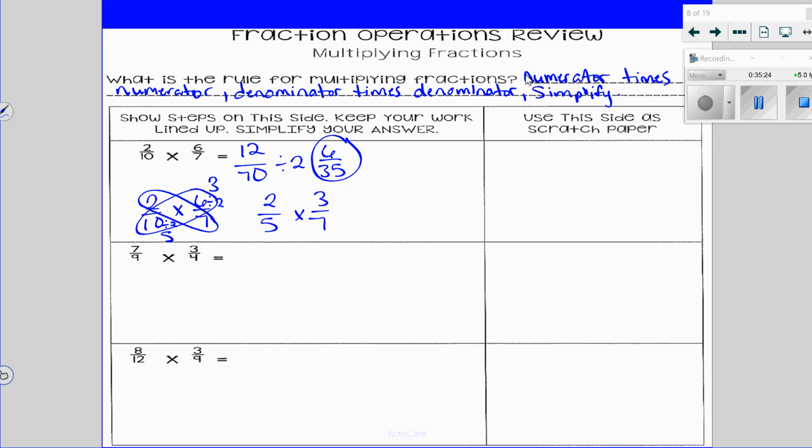Smaller numbers. 2 times 3 is? 6. 5 times 7? 35. You get the same answer no matter which way you choose. It just depends if you want to simplify first or after. Got it? All right, I'm giving you 2 minutes to do the next 2.